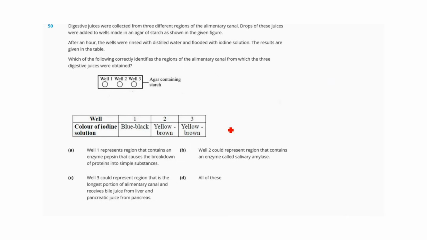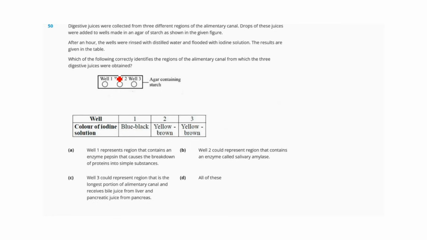Question number 50. Digestive juices were collected from 3 different regions of the alimentary canal. Drops of the juices are added to the wells made in an agar of starch, as shown in the given figure. After an hour, the wells were rinsed with distilled water and flooded with iodine solution. The results are given in the table. Which of the following correctly identifies the region of the alimentary canal from which the 3 digestive juices were obtained?